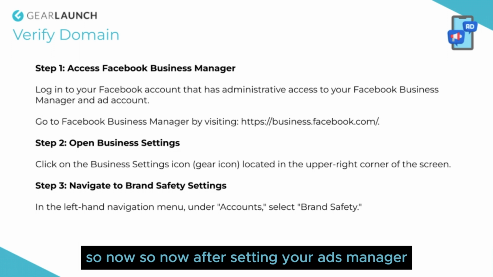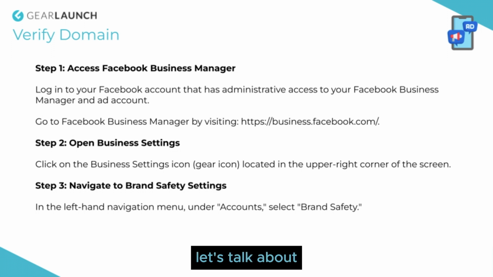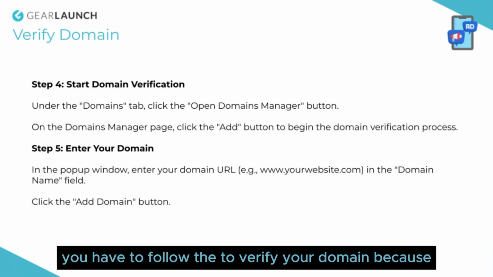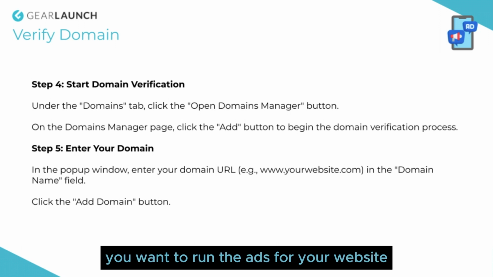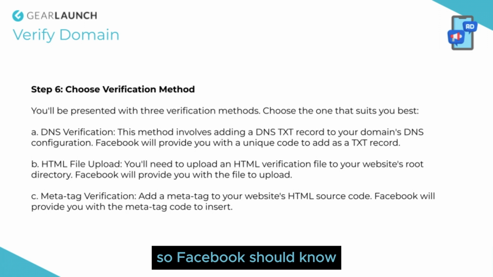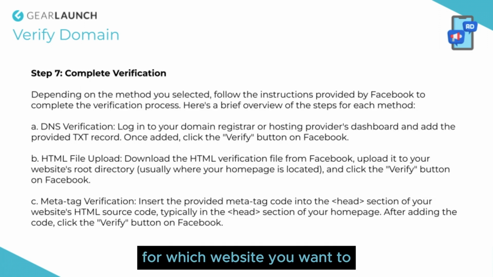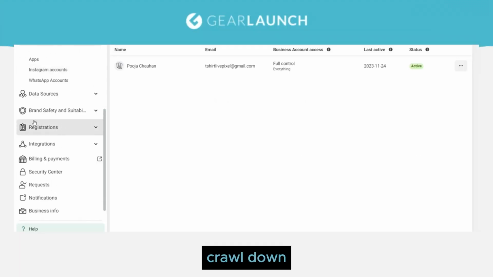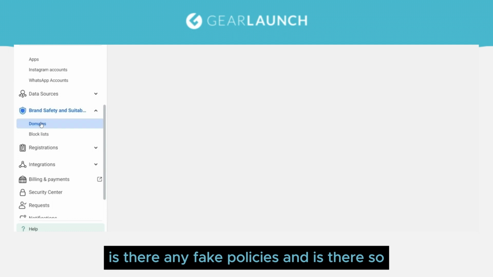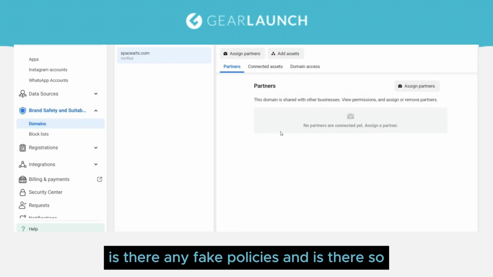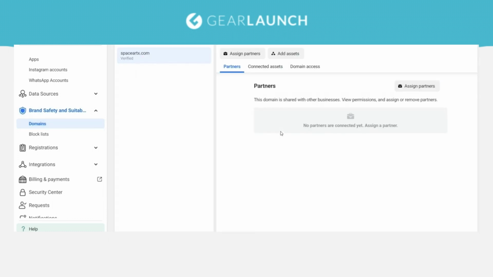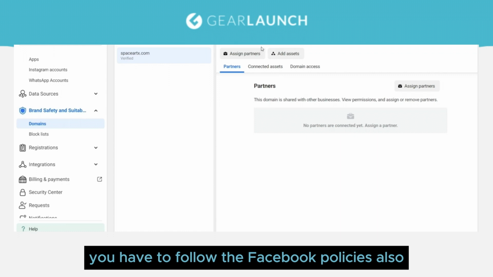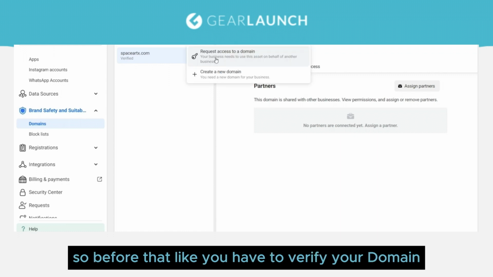So now after setting up your ad manager, let's talk about the next step. You have to verify your domain, because you want to run the ads for your website. Facebook should know for which website you want to run the ads, because usually the Facebook algorithm will crawl your website and check whether there are any fake policies. So you have to follow the Facebook policies also. Before that, you have to verify your domain.